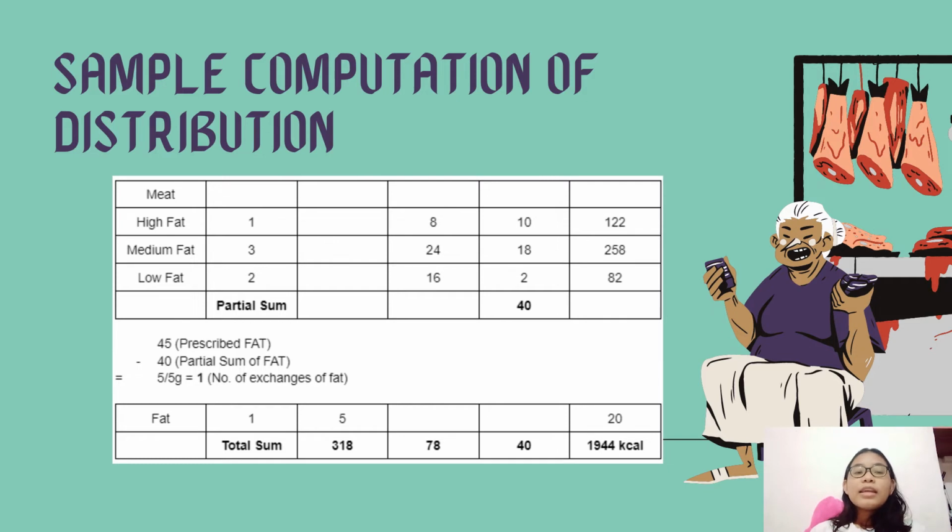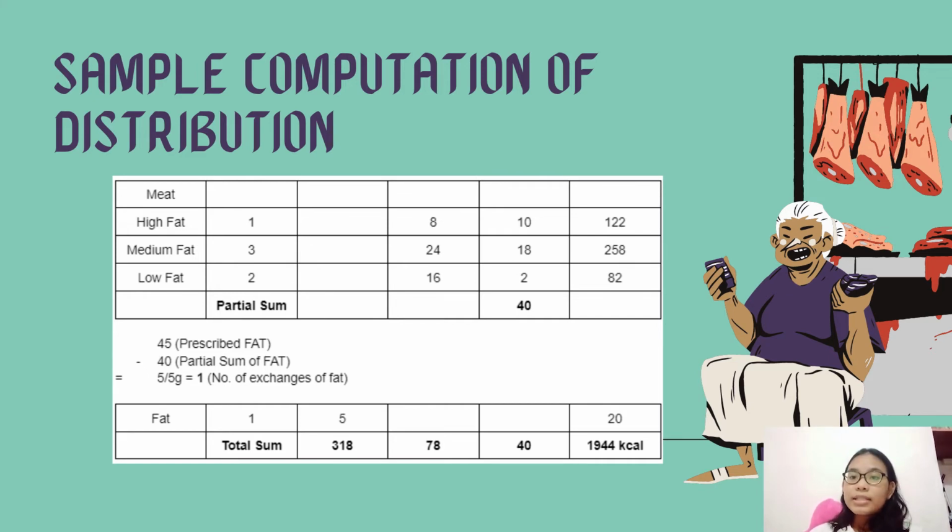With that, it has a partial summation of 40 grams of fat. So this will be deducted from the prescribed amount of fat, which is 45 grams minus 40 grams is equals to 5 grams divided by 5 grams, which is again a constant value, is equals to 1, which is the number of exchanges of fat. So the number of exchanges of fat is 1, which has 5 grams of carbohydrates and 20 kilocalories of energy.